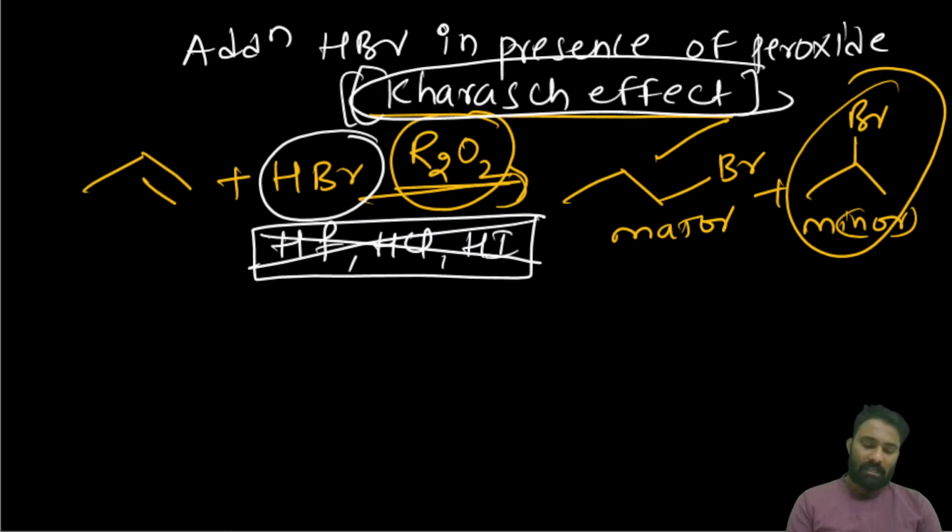Why? Because yesterday I was explaining photohalogenation, the free radical substitution reaction of the alkanes. There I explained it. Free radical reactions follow three steps, right? In step 1, initiation, we have to initiate the reaction. How to initiate the reaction?